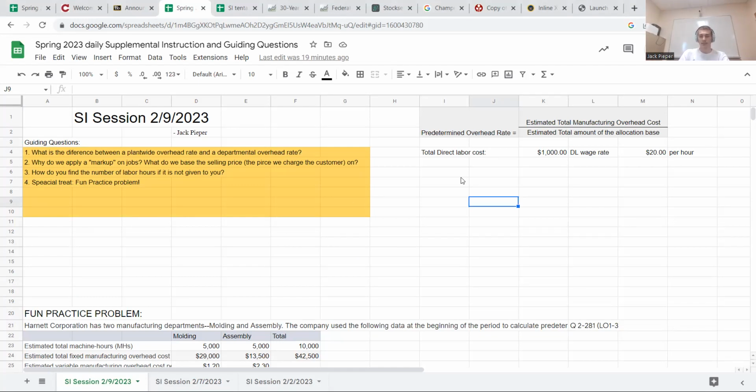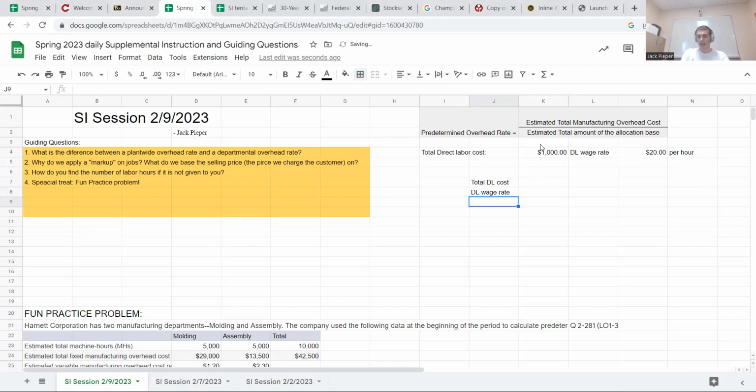So let's do this first. A lot of the times in the homework, it's going to ask you to find out how many hours are in a predetermined overhead rate, or how many hours were incurred in the period. And sometimes it won't give it to you. So what you should do here is take your total direct labor cost of the job, and then divide it by your DL, direct labor wage rate.